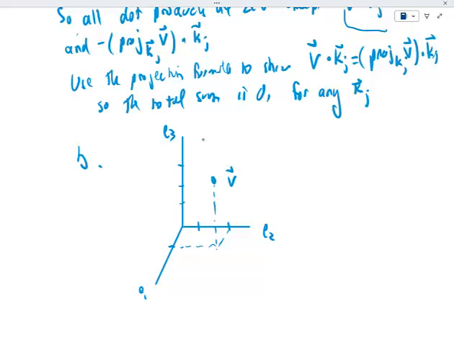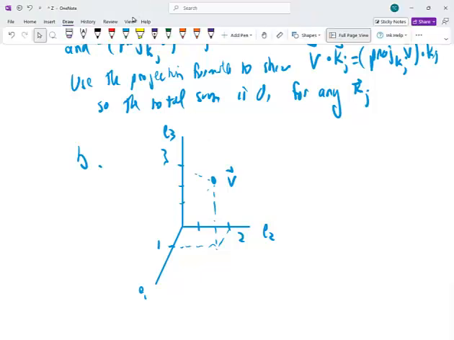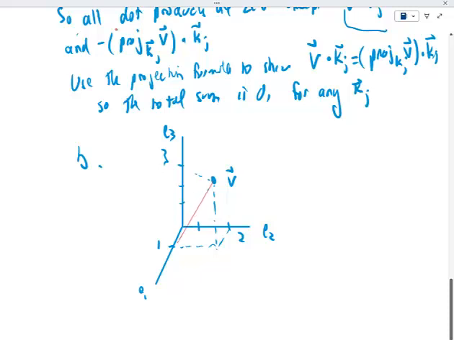All right, V is here. Now if I project onto E1, I'm going to get, so this is 1, this is 2, this is 3. If I project V onto E1, I'm going to project right down to this point here, right? If I project from V down to E1, that red line is going to be perpendicular to the x-axis.